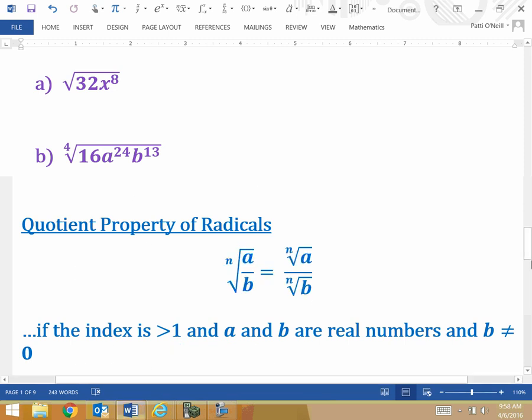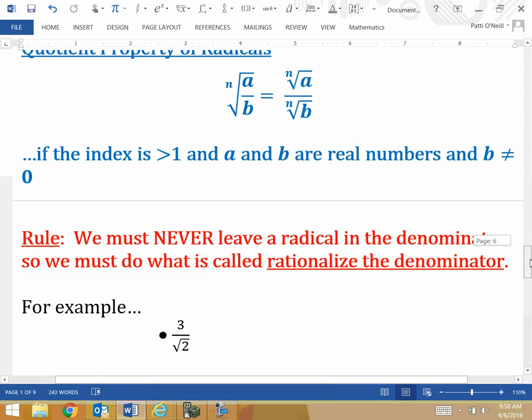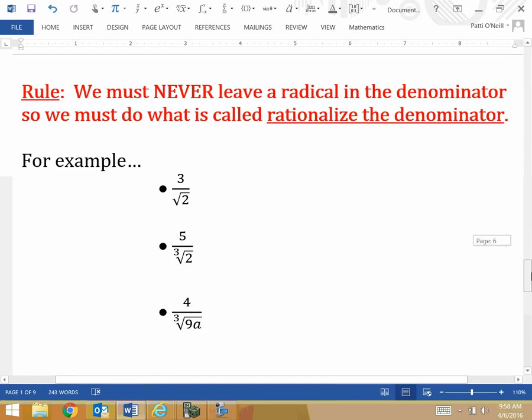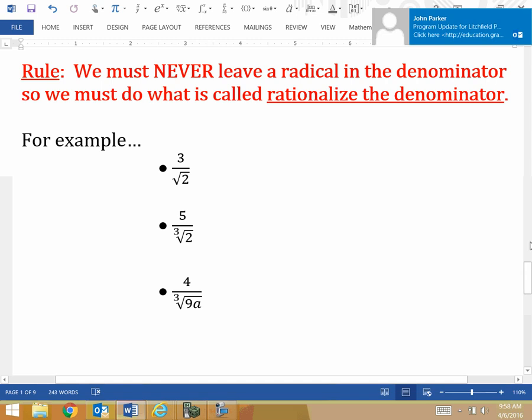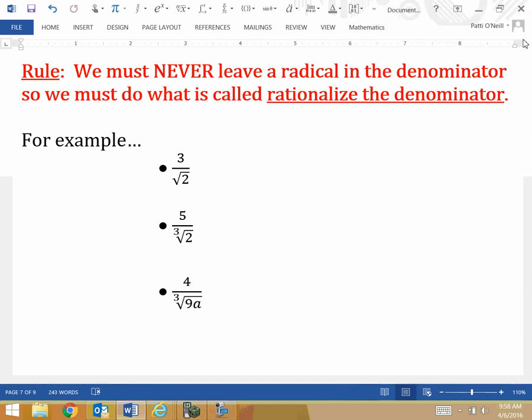So those are the technical terms of the quotient property of radicals. We'll jump over to the next screen because there's one other rule that I have to introduce to you or reintroduce, whether you may have seen this in Algebra 1 before. When you work with a quotient, there's one situation you must never leave, and that is you can never leave a radical in the denominator in your final answer. So we have to do what's called rationalize the denominator. When we rationalize the denominator, we're going through a process in order to get the radical out of the denominator. We can't keep it there.